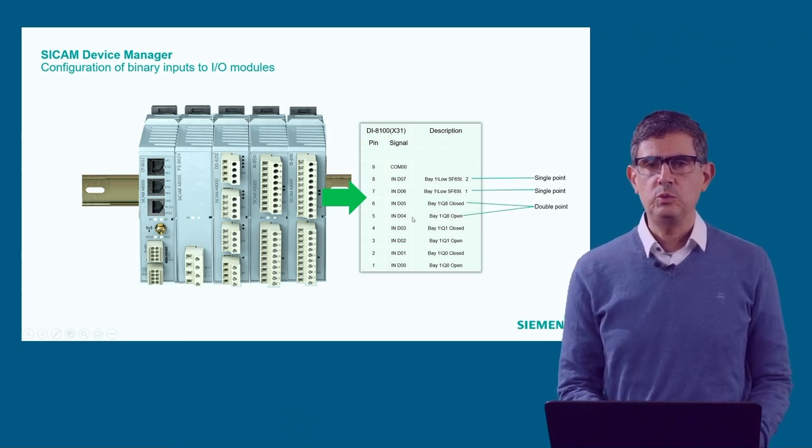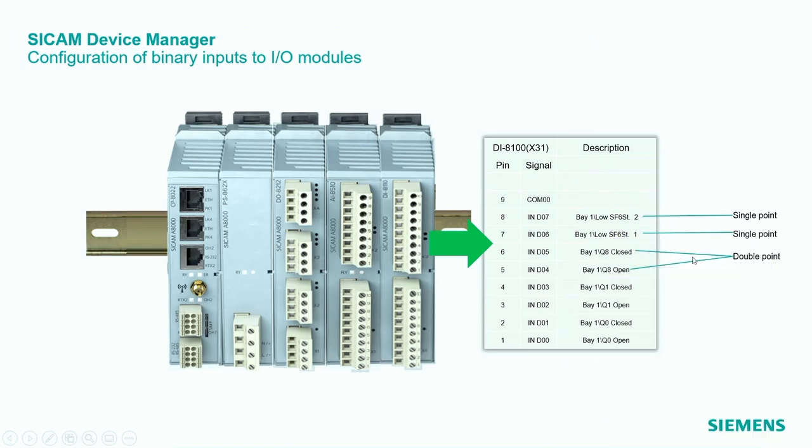In the binary inputs 4 and 5, we will have a double point indication indicating that the earth disconnector Q8 is open or closed. The binary input 2 and 3, we will have the bay disconnector Q1, also double point. And in the binary inputs 0 and 1, we will have the double point position indicating the status of the circuit breaker.